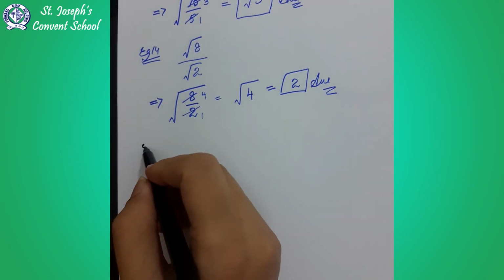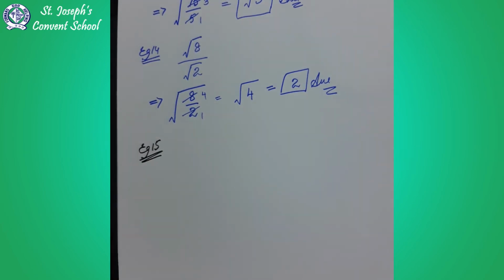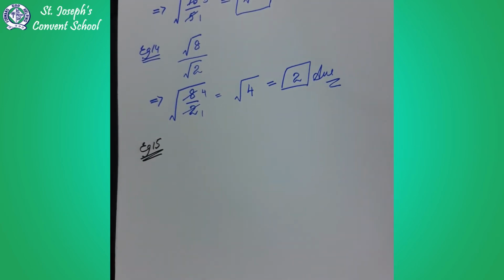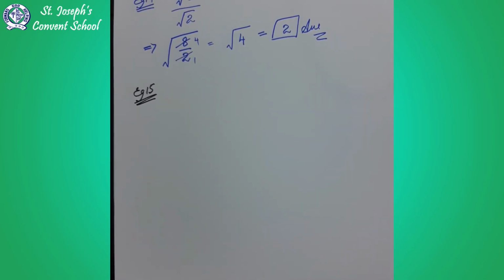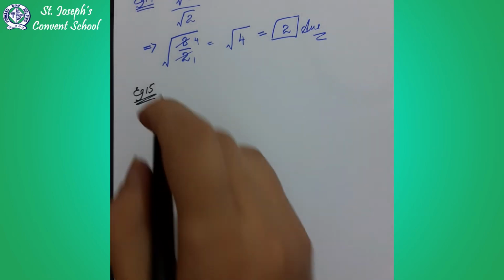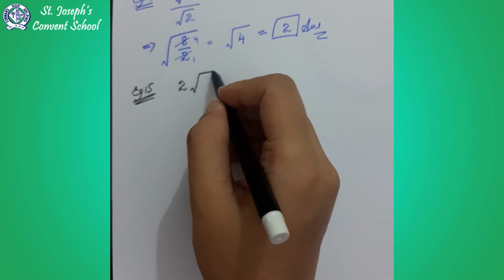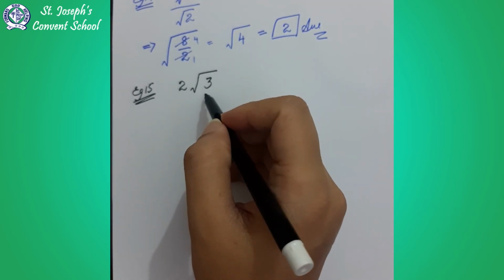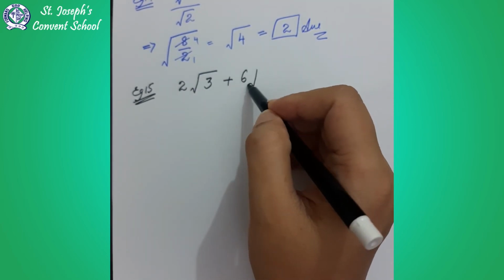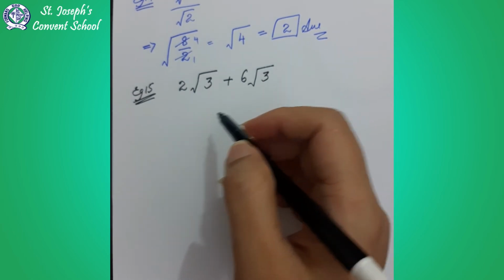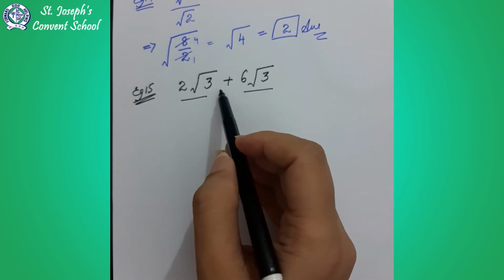Next example. How to add the root. Whenever roots are given, how do we add them? So now we are going to do addition and subtraction. For addition and subtraction, it is necessary to check the number in the root sign. Whatever is written in the root sign, if there are two terms, check whether both are the same or not. You can see this root is one term, this is the second term, with a plus sign between them.